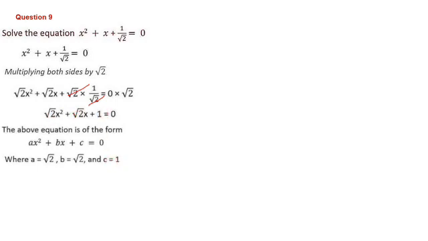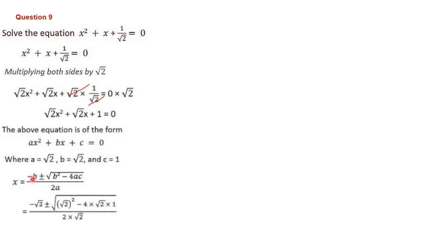1. By using the quadratic formula, x is equal to minus b plus or minus root of b square minus 4ac by 2a. Let's substitute it. Minus b is root 2, b is root 2 plus or minus root of b square, that means root 2 square, minus 4 into a is root 2 into c is 1, divided by 2a, that means 2 into root 2.